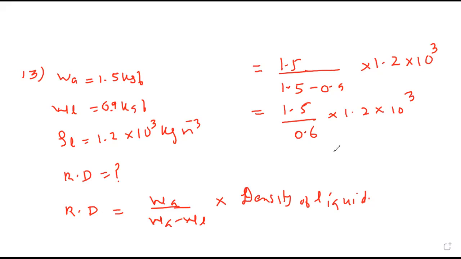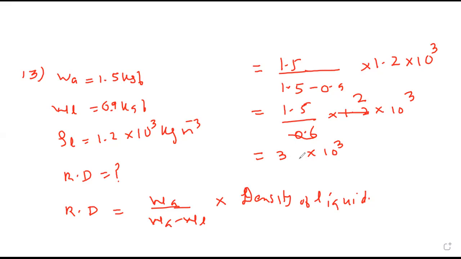Three into 10 raised to 3. No, 0.6 into 2 is 1.2... the final answer is 3 into 10 raised to 3. Okay. Some mistake we have done? No, because 1.5 into 2 becomes 3.